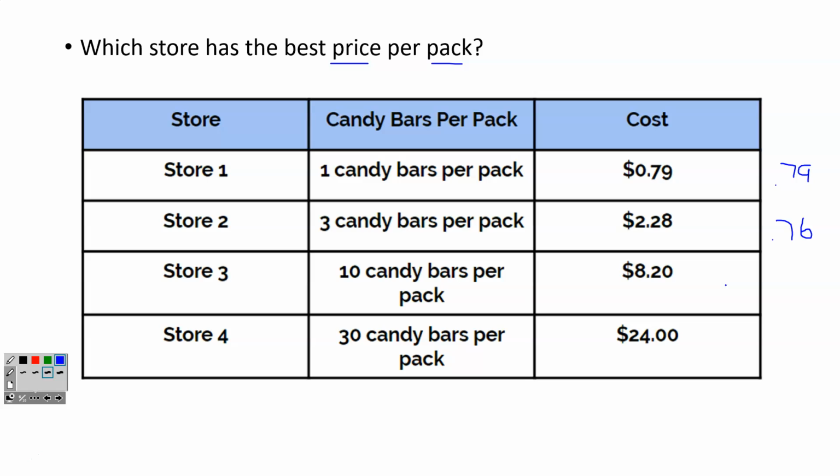I would do 8.20 divided by 10, and that would give me 82 cents. And then store 4, I would do 24 divided by 30, which is going to give me an answer of 0.8 or 0.80. Best price would be store number 2 on this one. It's only 76 cents rather than 79 or 80s.